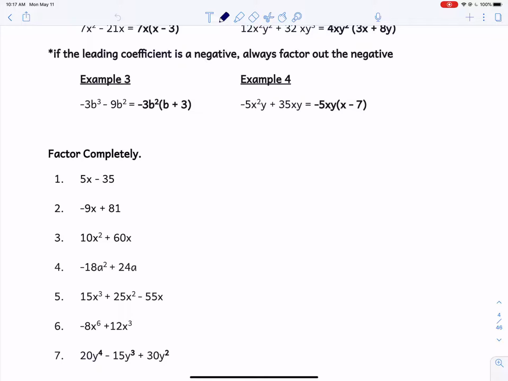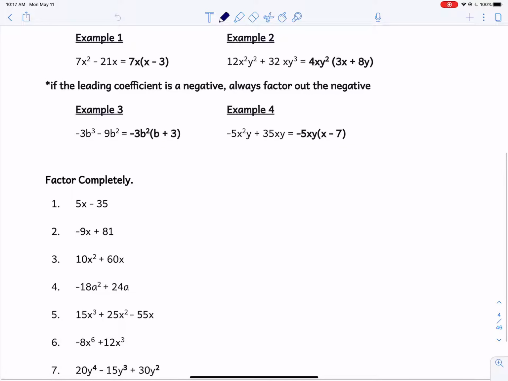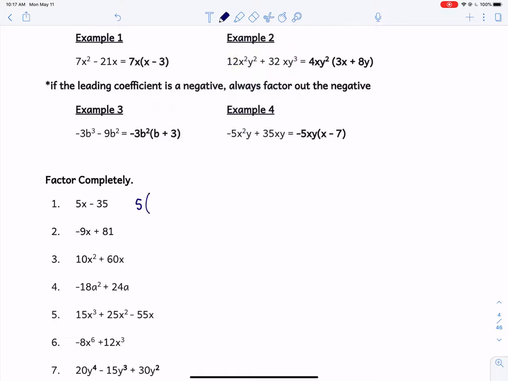We're looking for common factors in each of these terms, so numbers, variables, things like that. I see the only thing that's common is a 5, so I write that out front. Then inside the parentheses, we write whatever we need to multiply that 5 by to get back to our original expression. So 5 times what will give us 5x? That would just be x.